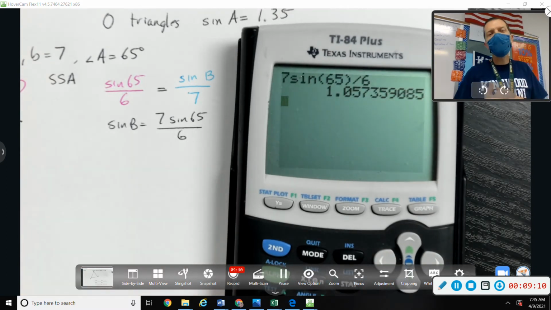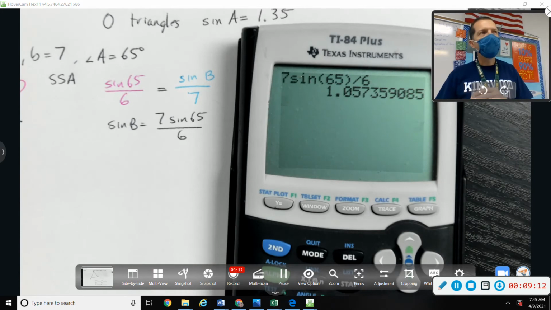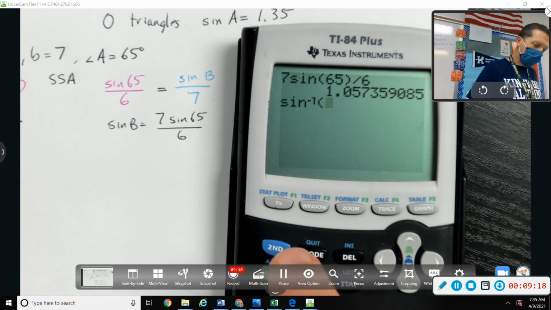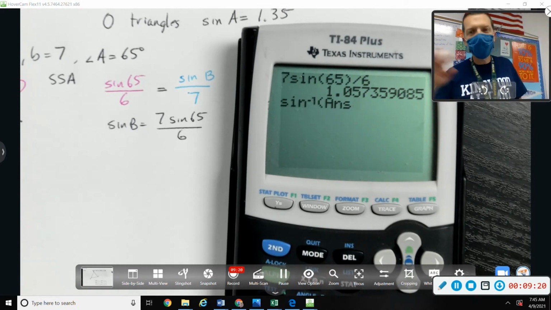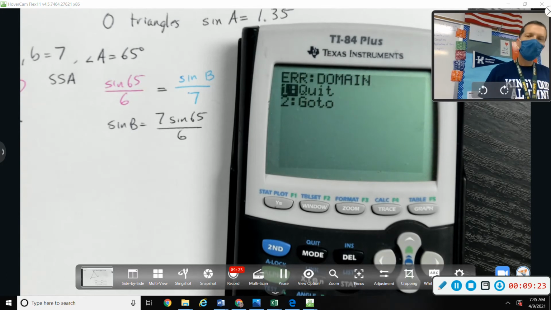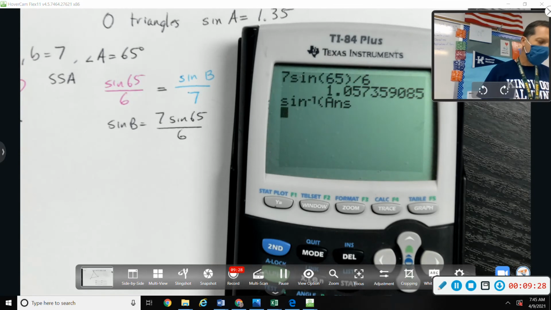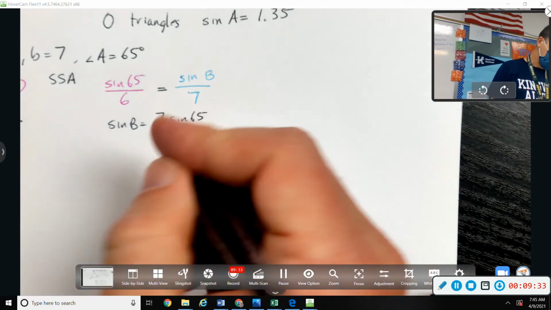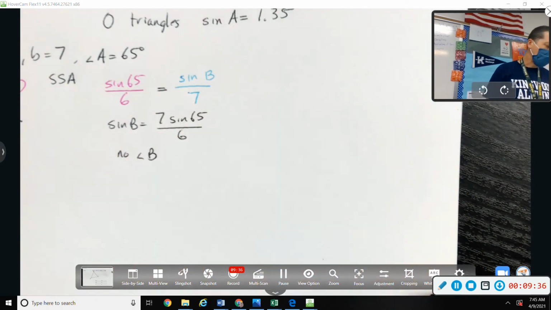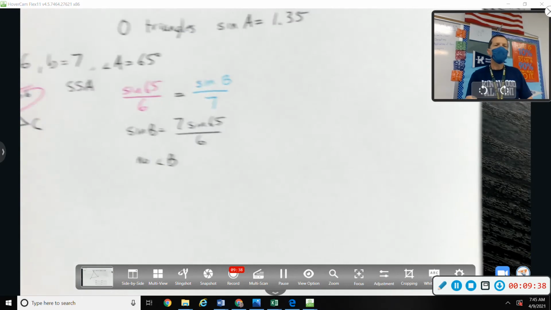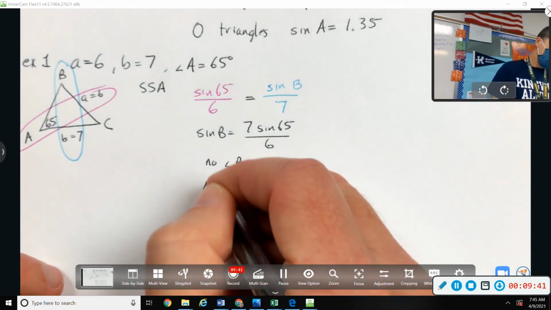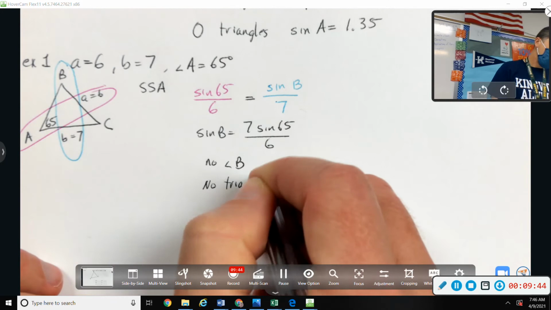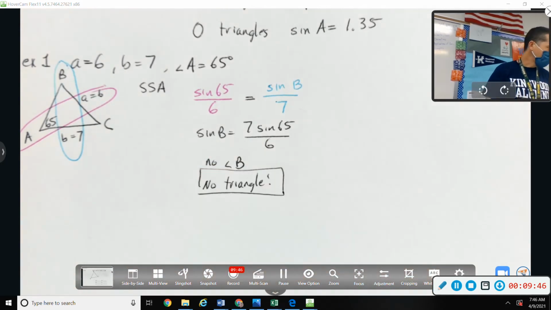What do I do next? Inverse sine to figure out the angle that gives me that sine. So inverse sine of 1.057 whatever. And I get some sort of error. And the reason is there's no angle whose sine is bigger than 1. So this did not work. There is no angle B that works for this. That means there's no triangle. And so that's our answer. Just no triangle.